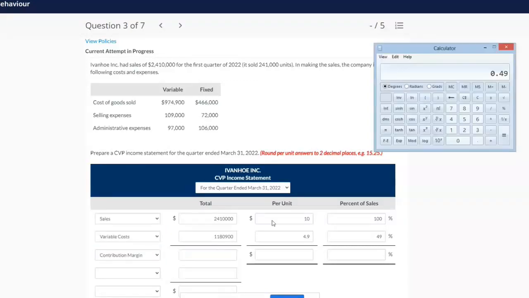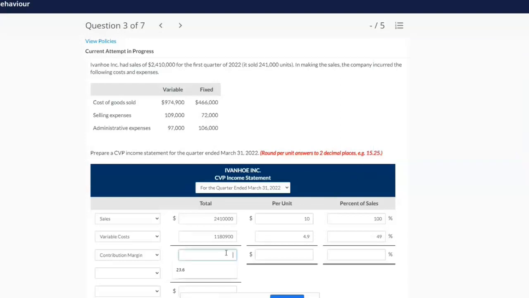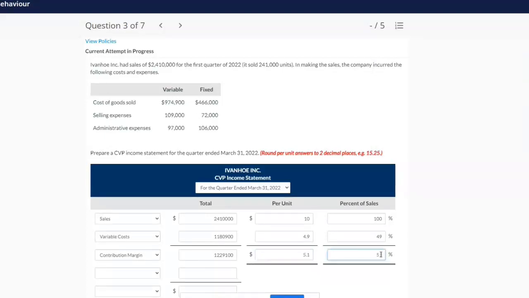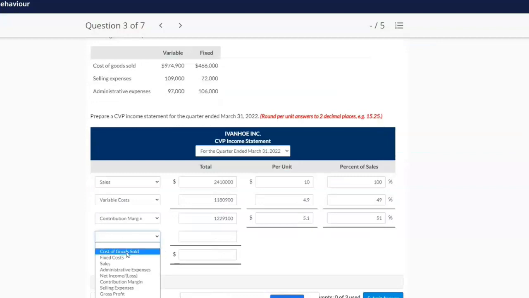2,410,000 minus 1,180,900 is 1,229,000. The per unit is 10 minus 4.9, which is 5.1. And the percentage will be 100 minus 49, which is 51%.